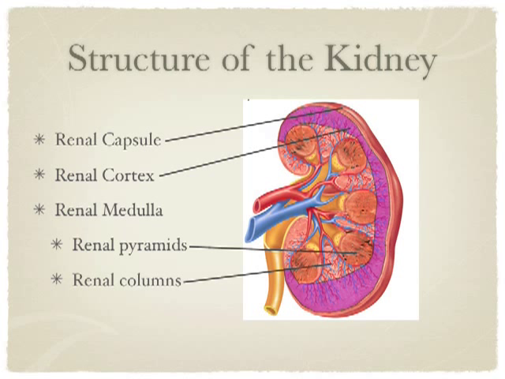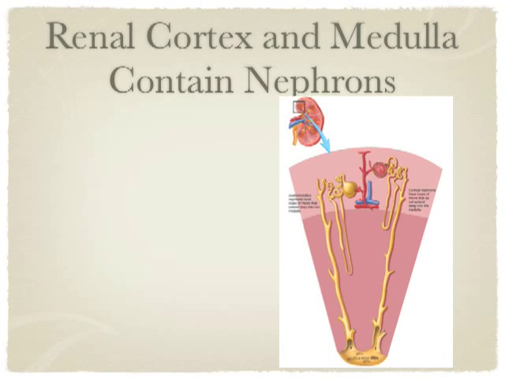Now let's talk about this filtration. I've shown you the basic structures where this happens, but let's look at the actual little filtering structures. All of this area is made up of very small filtering structures called nephrons. The renal cortex and the renal medulla contain nephrons, and part of the nephron is in the cortex and part of the nephron is down in the medulla.